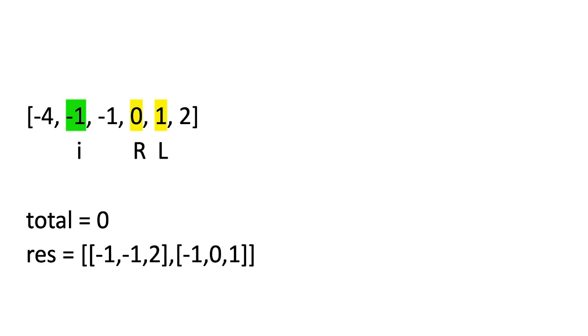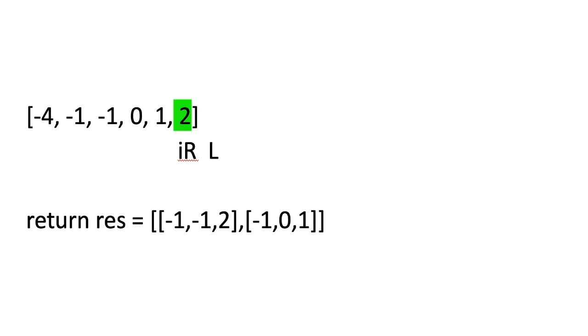Now the index of L is not less than R, so we will increment i. Since the value of i is equal to the value of the previous element, we don't have to repeat this again, so we can increment the i pointer again. Now the total is greater than 0, so we will decrement the R pointer. L is not less than R, so we will increment i to the next element. Now L is not less than R, so we will increment i to the next element, which is 2, and return the result. I hope the approach is clear.